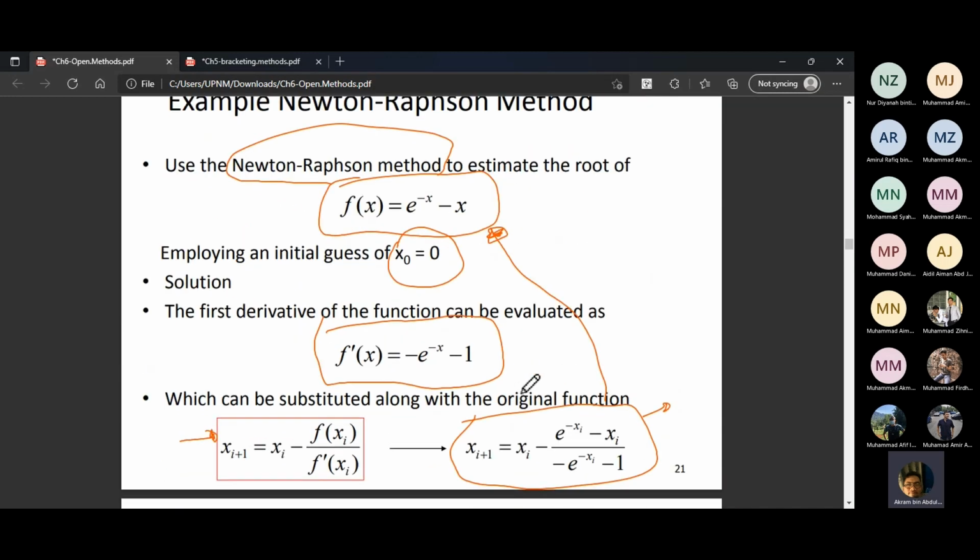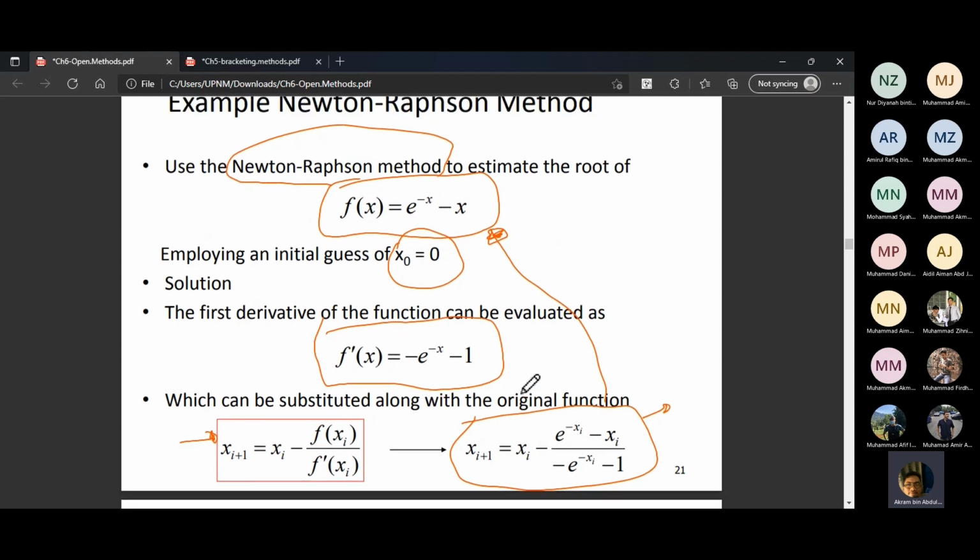So untuk Newton Raphson, apa kita buat? Kita perlu cari first derivative. So let's see the same example that we have used before. So f(x) equal to exponent x minus x. So employ initial guess of x0 equal to 0. Okay. So the first thing is we need to find the first derivative.